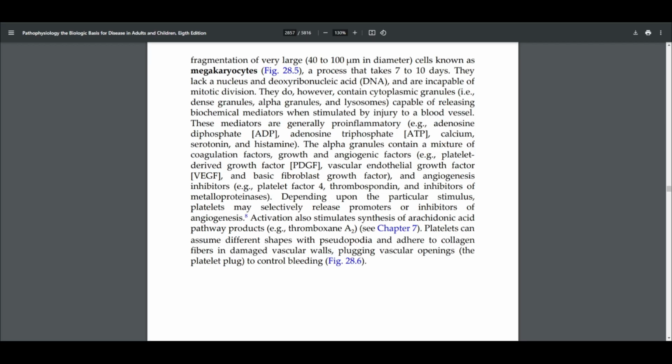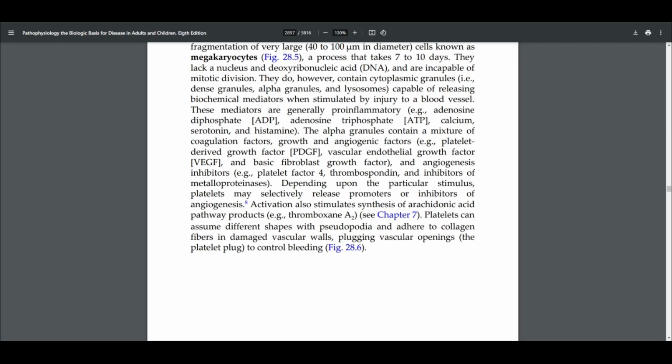The alpha granules contain a mixture of coagulation factors, growth and angiogenic factors, and angiogenesis inhibitors. Depending upon the particular stimulus, platelets may selectively release promoters or inhibitors of angiogenesis. Activation also stimulates synthesis of arachidonic acid pathway products. Platelets can assume different shapes with pseudopodia and adhere to collagen fibers in damaged vascular walls, plugging vascular openings to help control bleeding.